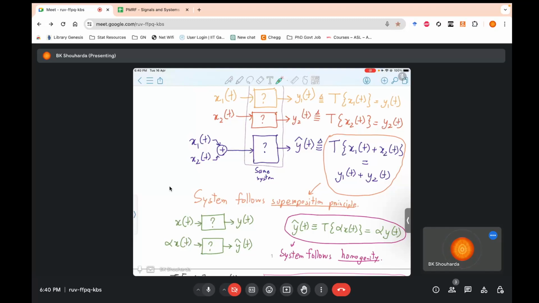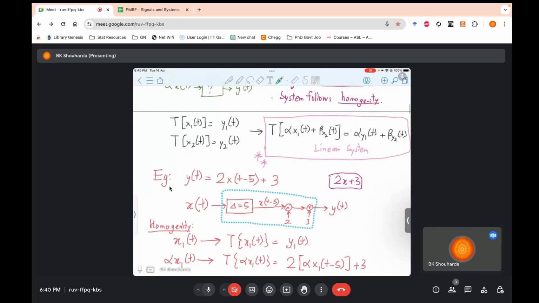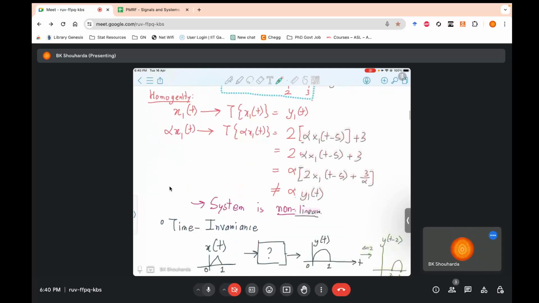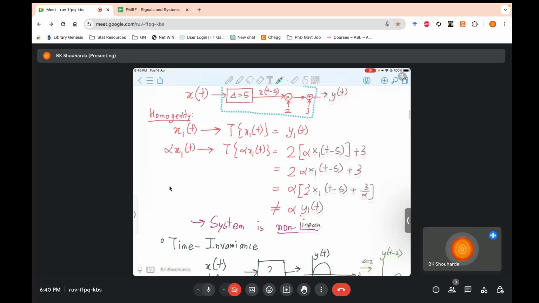So system follows superposition principle. Actually I'm going a bit fast because I have to cover all of them in this short time. And then if you have a linear system that satisfies both, so you have a weighted input combination of x1 and x2, the corresponding output will also be added in the same manner. Okay, so that was linearity.